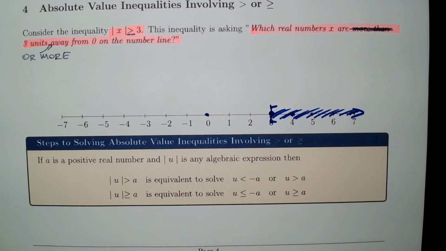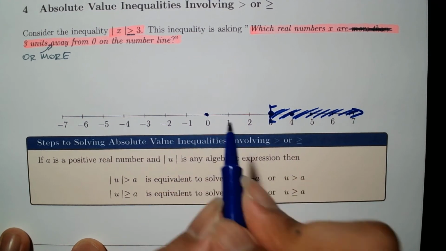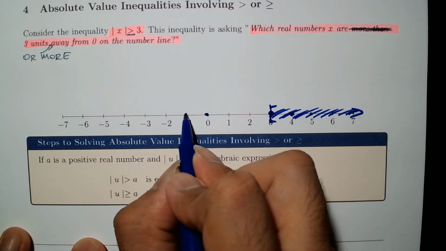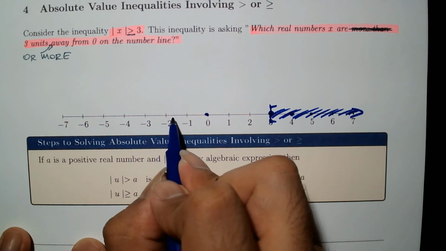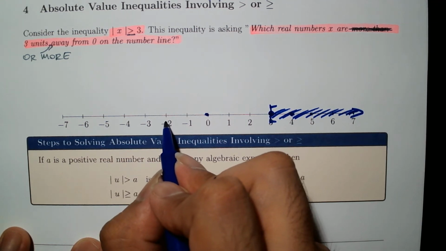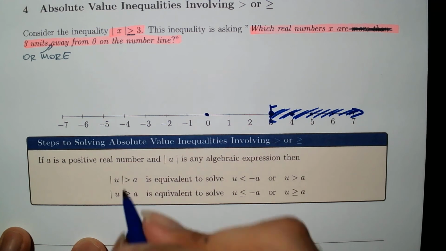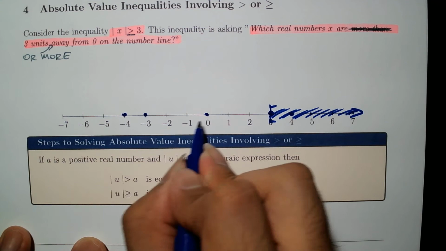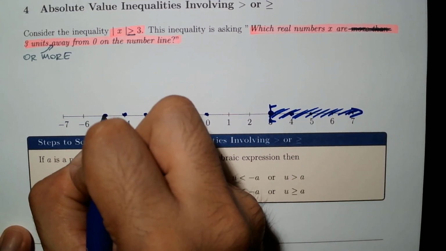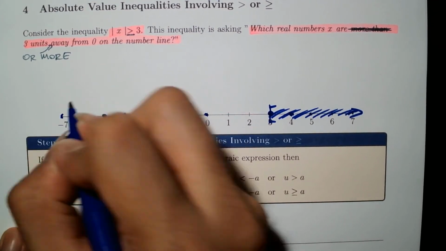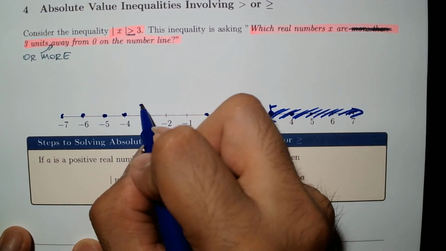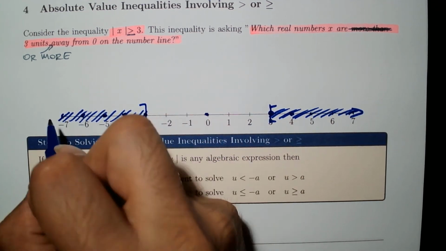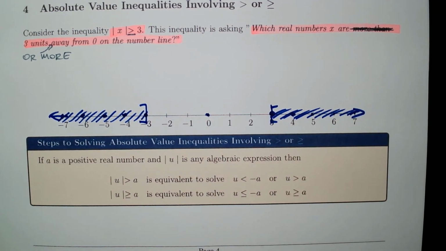What about the other direction? Let me move to the left. Is the number negative 1 3 units away or more from 0? Not the case. What about the number negative 2? It is not 3 units away from 0 either. What about the number negative 3? That starts being the case. And also the number negative 4 is 3 units or more away from 0. Negative 5 as well, and negative 6 as well, and so on and so forth. So in this case, it's going to be this interval and goes all the way forever.